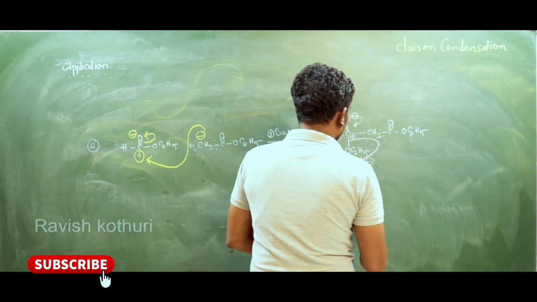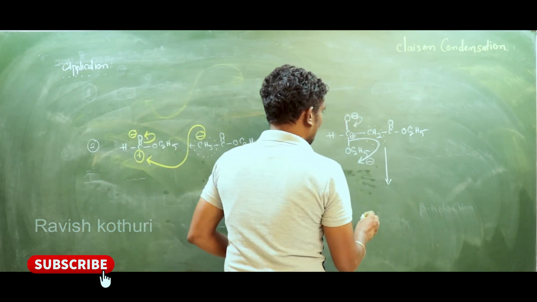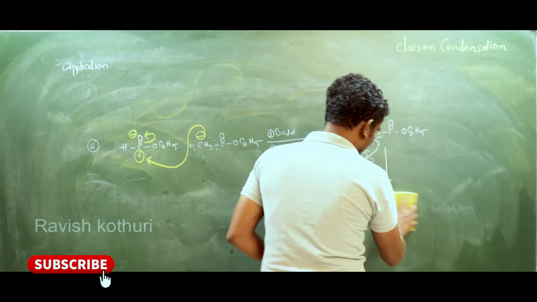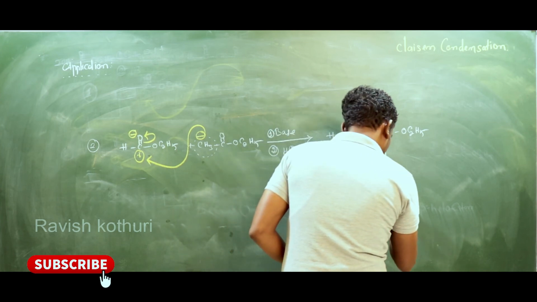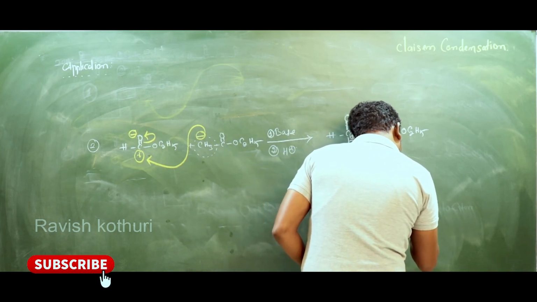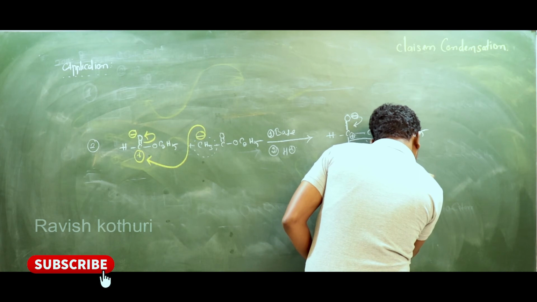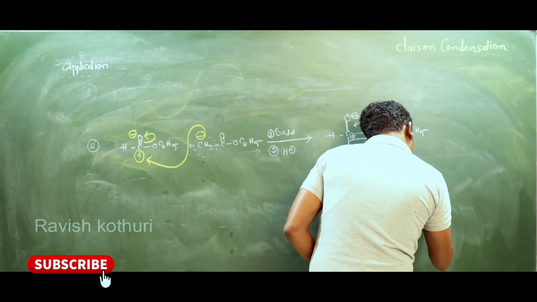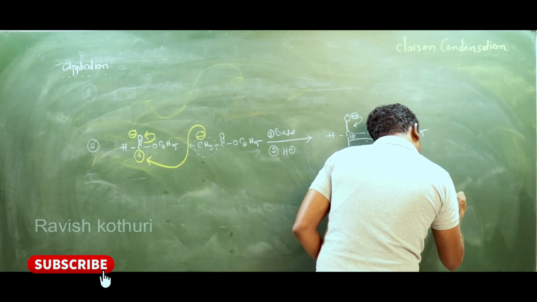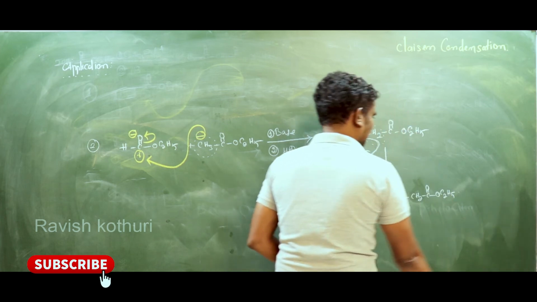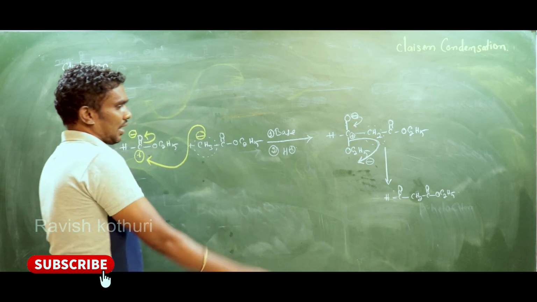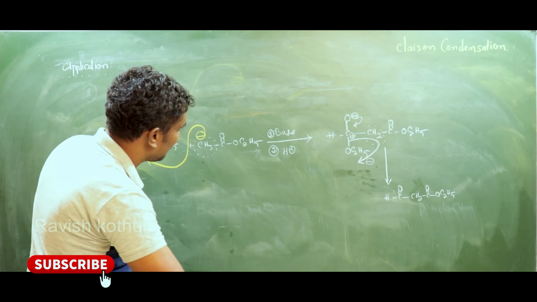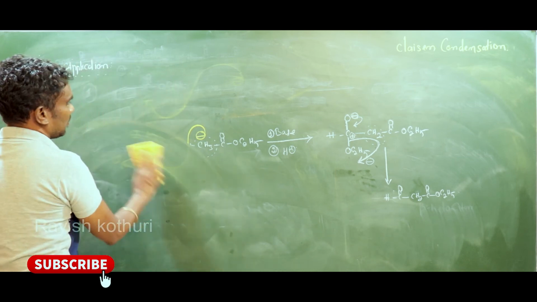Now, observe carefully. The CH2, C double bond, OC2H5. So that is beta keto ester, sir. That is also beta keto ester, right? The second application, please take down.